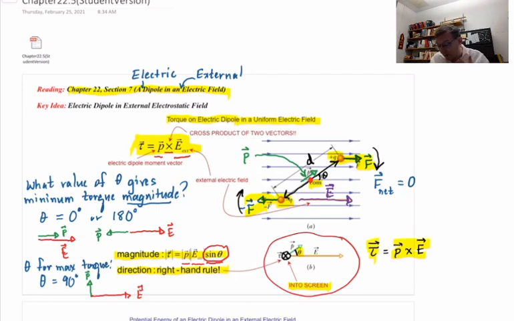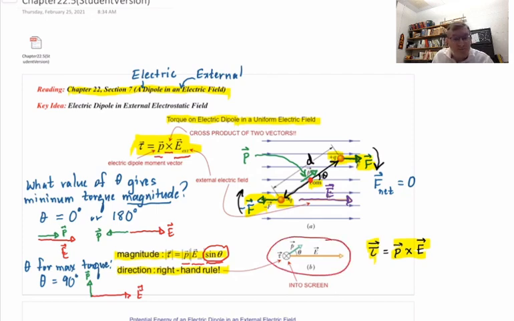Okay? All right, I'll ask one more little mini practice question for you. How should I change this picture right down here, redraw it, so as to get a torque on the dipole that is directed out of the screen towards us? Don't change E, change the P, change the direction of P. How must you do that to give a torque on the dipole that's directed not into the screen but out? Okay, letting you think about that.